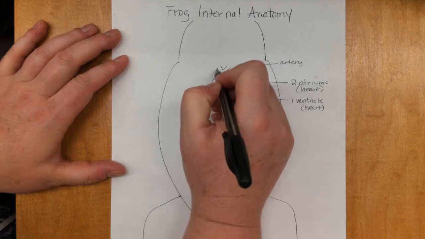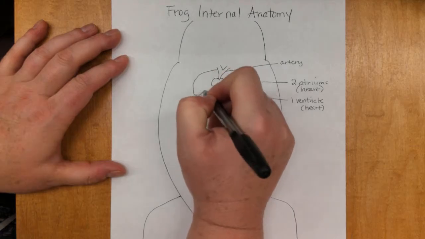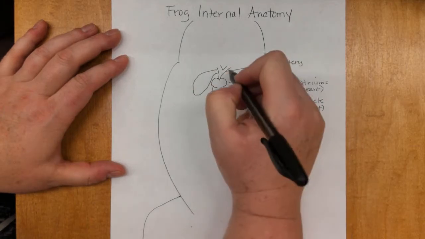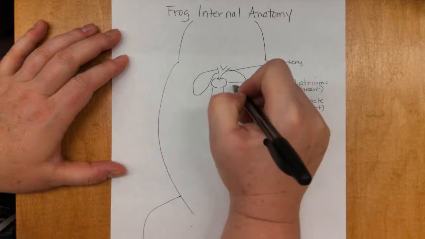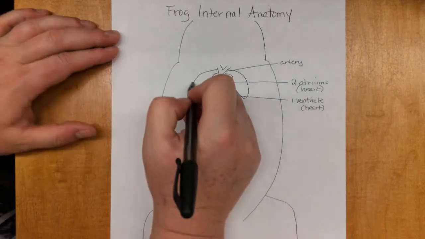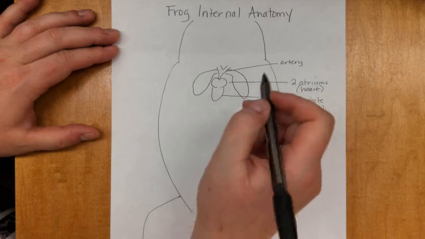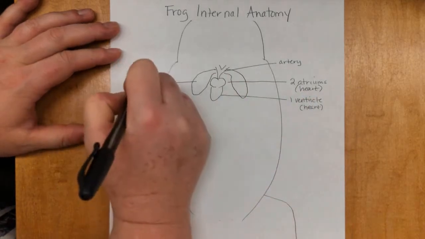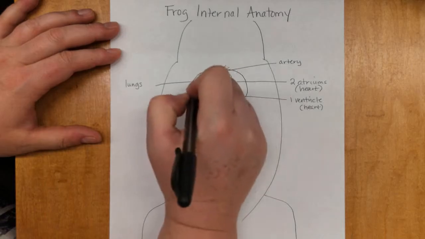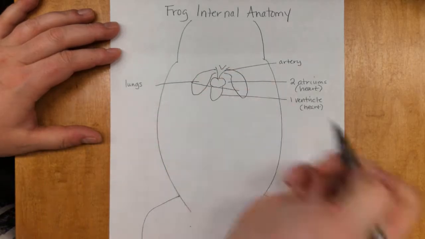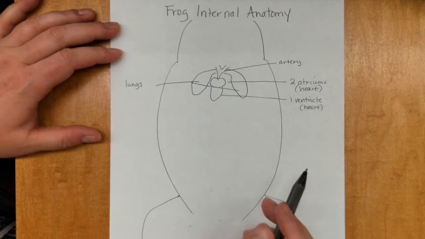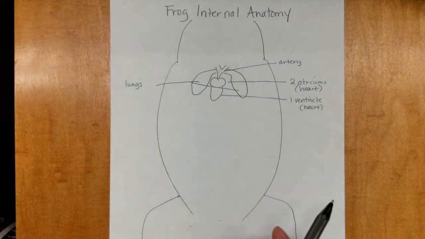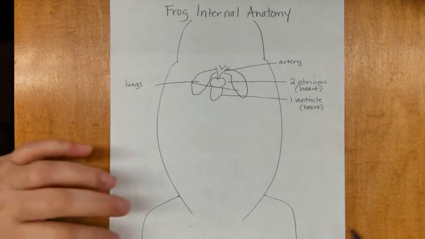So there's going to be a lung back here, and then a lung on this side. So these are going to be the lungs. So I will point to both of them. Lungs goes there and there for the lungs. And so obviously those attach to the glottis from the top of the mouth, and they're responsible for breathing.